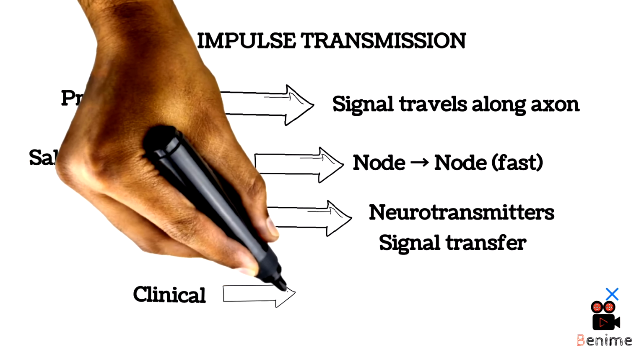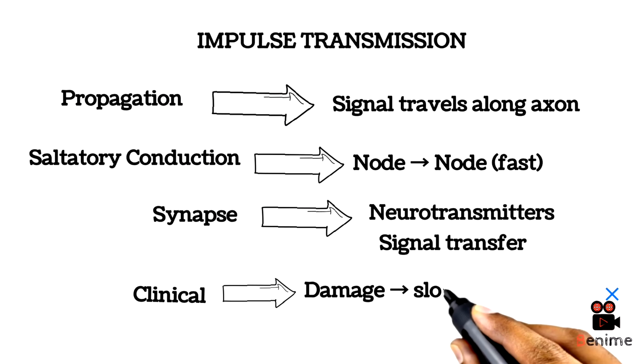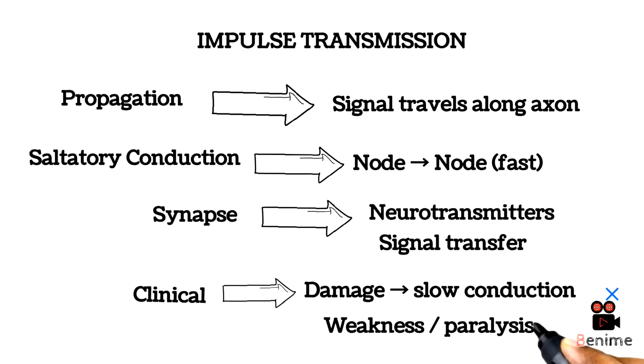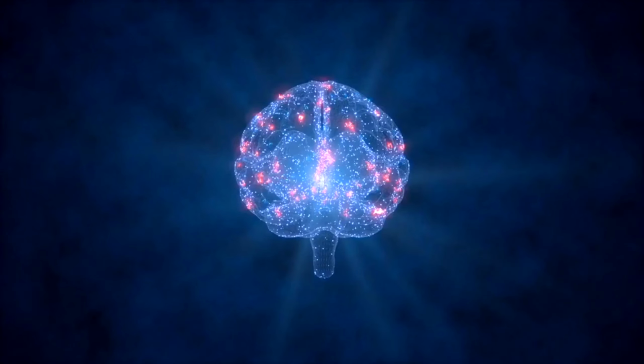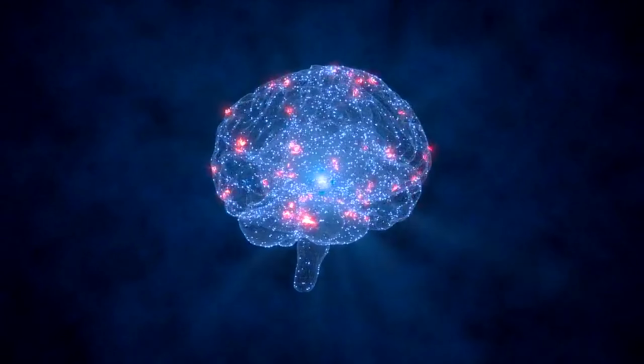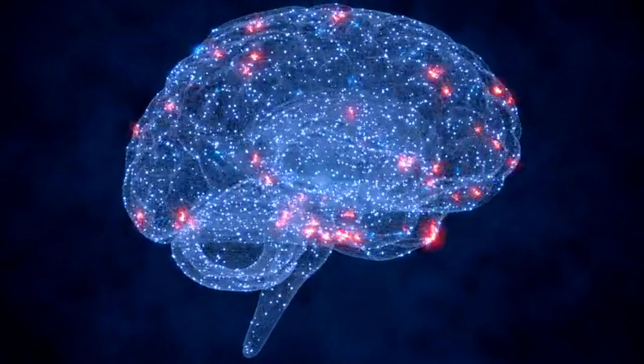Clinically important: if this process is affected, conduction becomes slow or blocked. This can lead to weakness or paralysis. So neuron structure and physiology together help in fast communication in the body.